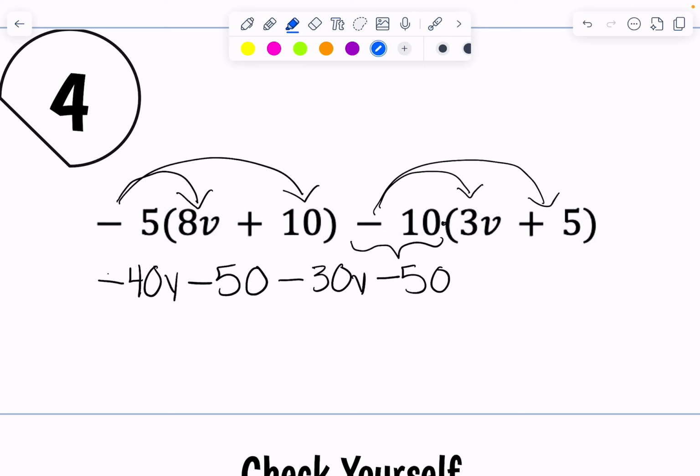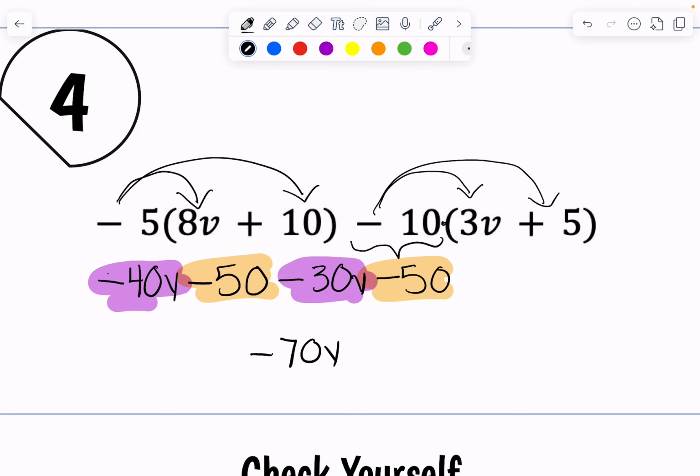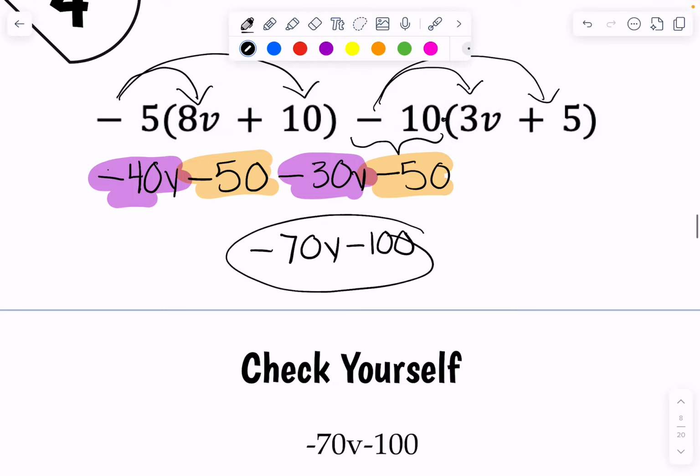I'm going to look for like terms. I see -40b and -30b. I know that those will give me -70b. I also see some constants. I see -50 and -50, which I know will give me -100. I can write that as -100 because it's negative. So do I have any parentheses? No. Do I have any like terms? No. So that's in simplest form.